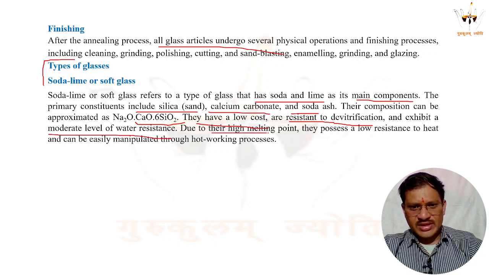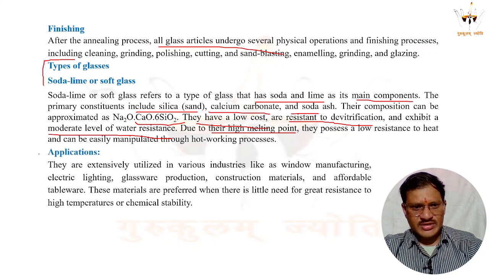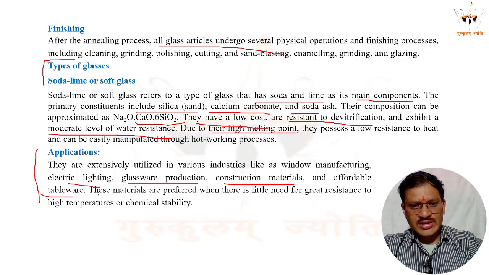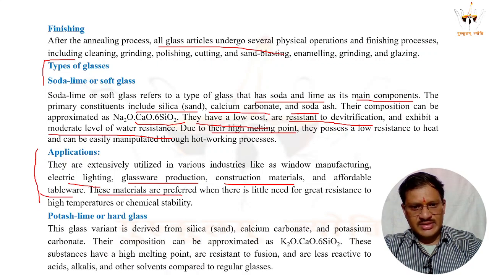They have a high melting point, they possess a low resistivity to heat, and can be easily manipulated through the heat working process. In application, they are extensively utilized in various industries like window manufacturing, electric lighting, glass production, construction material, and affordable tablewares. These materials are preferred when there is little need for great resistivity to high temperature or chemical stability. The second type of glass we have is potash lime, or hard glass.